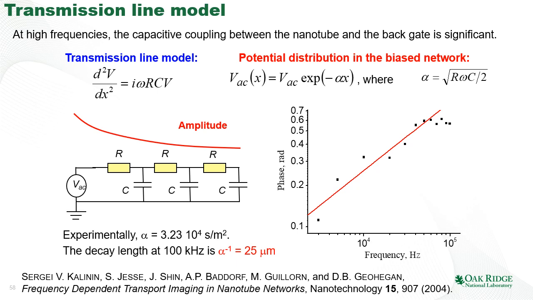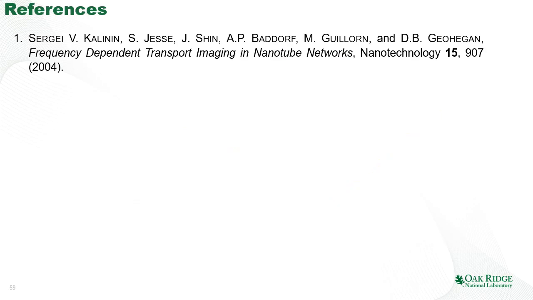It turns out that if I want to understand this behavior, I need to analyze it as a distributed transmission line model. I assume that I have a network of carbon nanotubes that have some internal resistance. This network is capacitively coupled to the bottom electrode. So remember that we always have to keep the bottom electrode grounded, otherwise the whole thing is floating and biased. And for this transmission line model, I can easily analyze the potential distribution of the biased network, and the dynamic that I observe experimentally agrees pretty well with the dependence that I expect from a theoretical perspective, and I can estimate the inverse decay lengths and such. And again, you can learn more about this system in this publication.